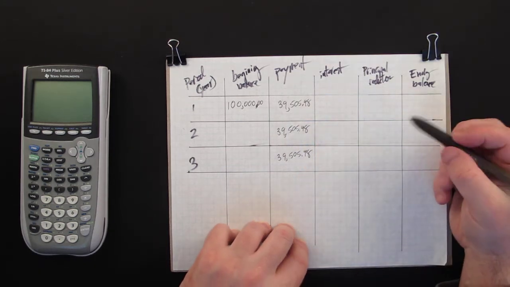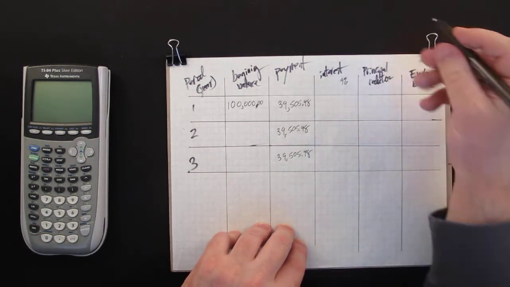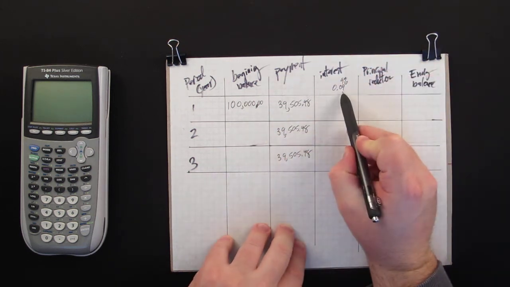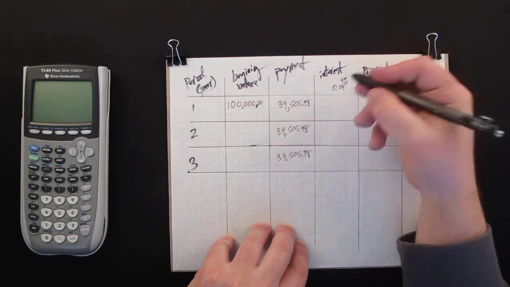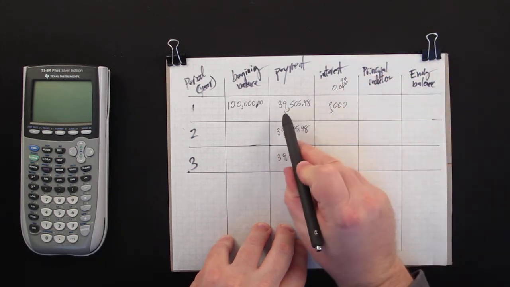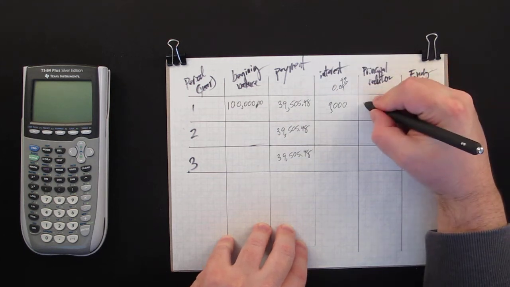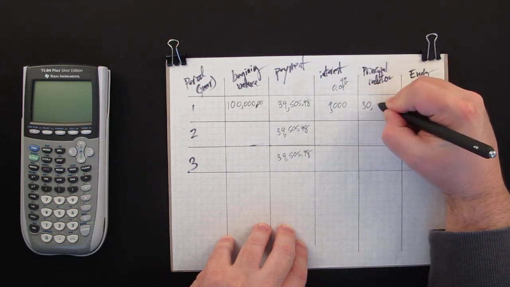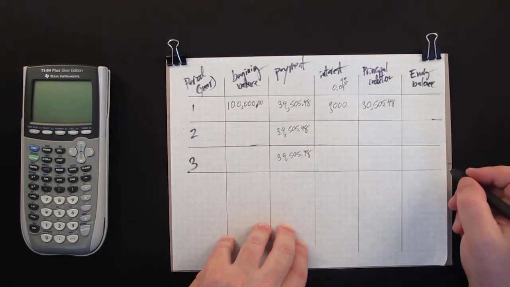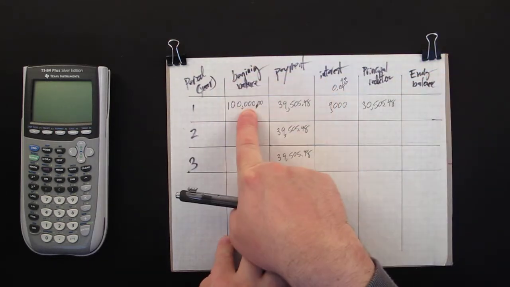And now we need to calculate the interest. So the interest rate is fixed, and this is 9%. So what you do is you multiply the beginning balance by 9%. So the first year is straightforward. It's just going to be 9,000. And then you subtract the interest from the payment to compute the principal reduction. So that's going to be 30,505.48.